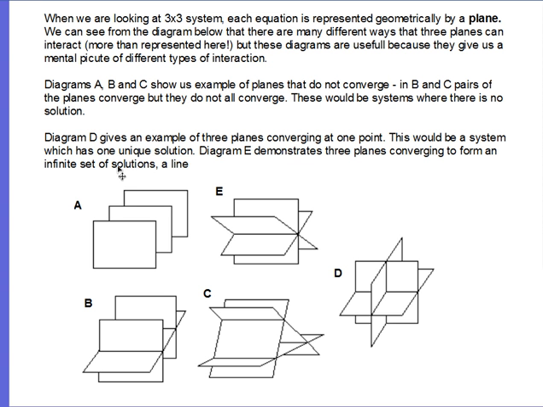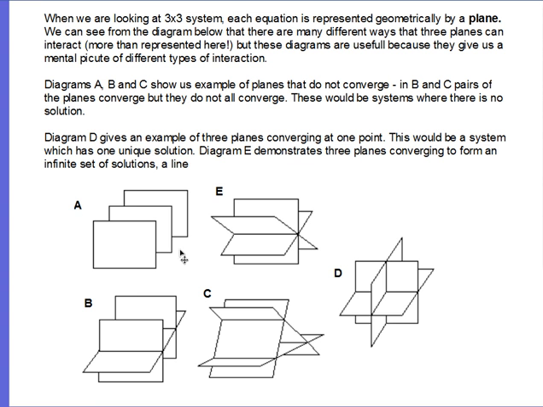We can see from the diagram below that there are lots of different ways that three planes can interact with one another. In fact, these are only examples. It's probably an infinite number of ways that three planes can interact with one another, but these diagrams are useful because they give us a kind of mental picture of the different types of interaction.